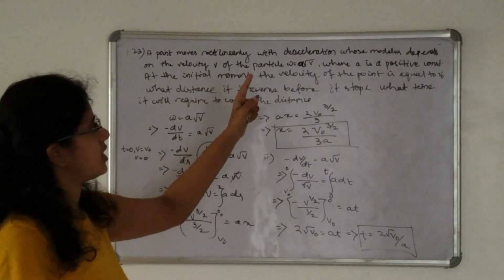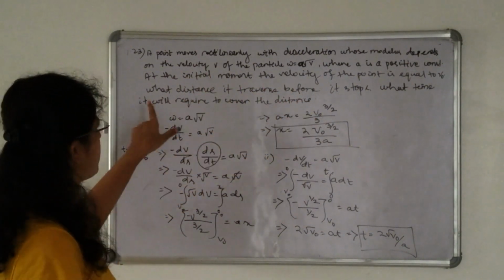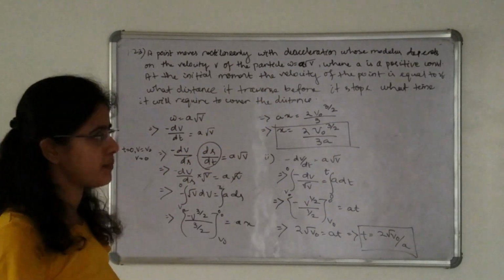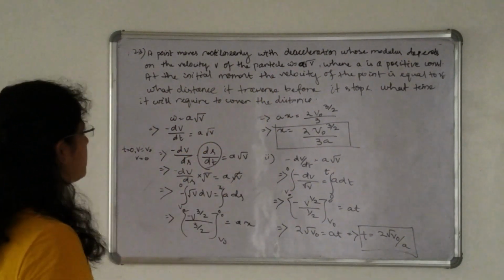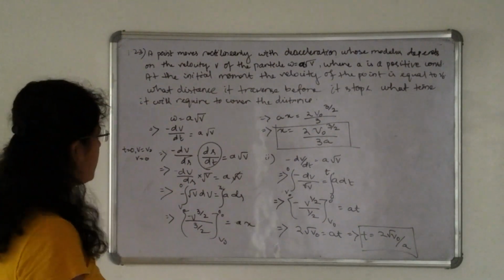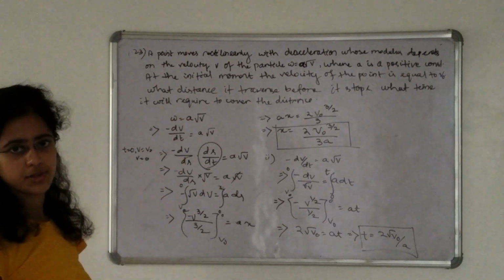A point moves rectilinearly with deceleration whose modulus depends on the velocity v of the particle, omega is equal to a into root over of v, where a is a positive constant. At the initial moment, the velocity of the point is equal to v naught. Okay, so omega is equal to a into root over of v.